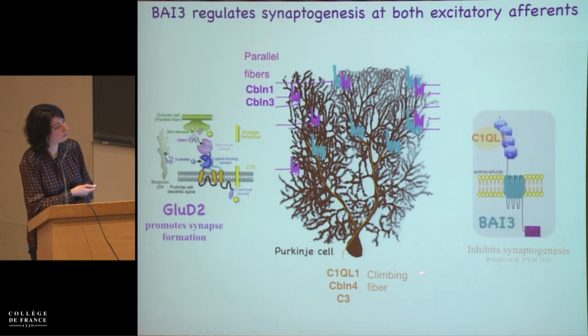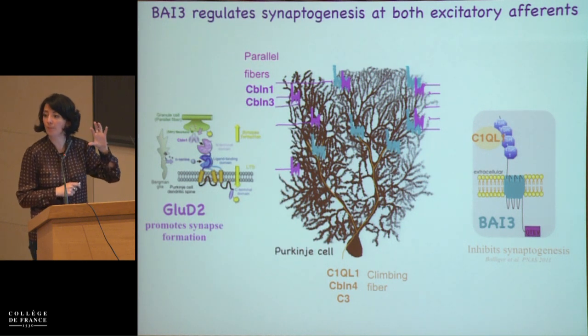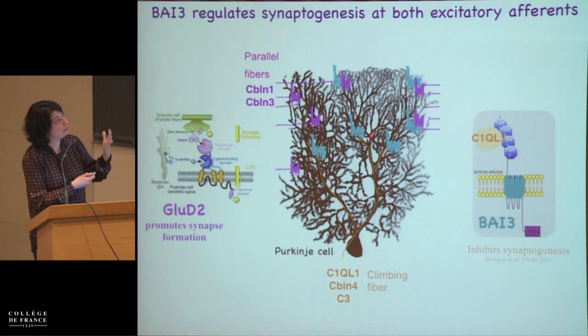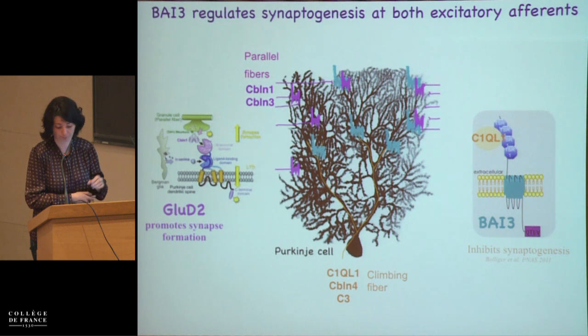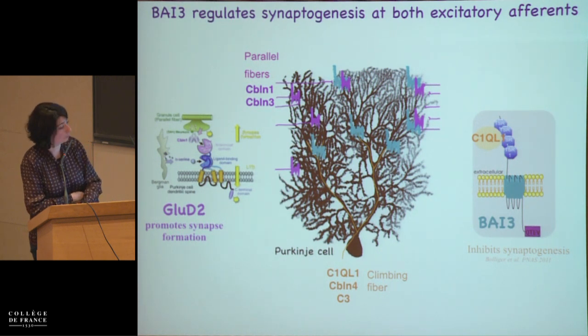Interestingly, the study of the pseudoflam showed that C1q-like 1 is actually a ligand for BAI3. So with this in mind, one can postulate that this specific production of C1q-like 1 by climbing fibers is what regulates the formation and the maintenance of the climbing fiber territory on Purkinje cells, because one can postulate that this C1q-like 1 secretion prevents the parallel fibers from connecting in their territory. So this is the hypothesis that we have been testing.